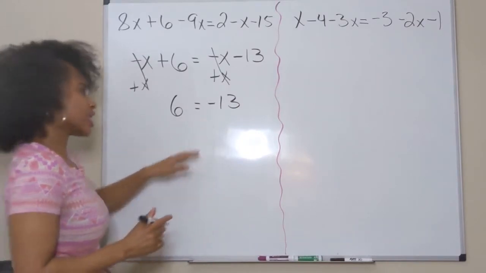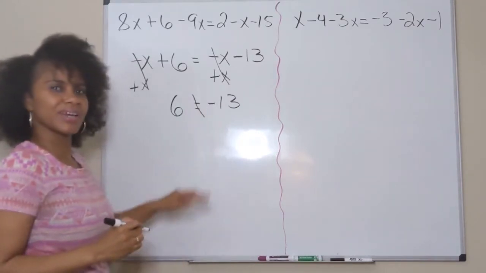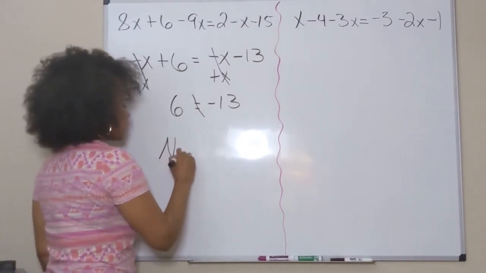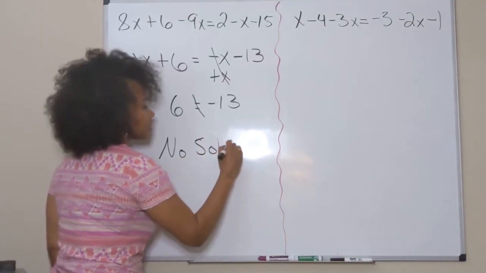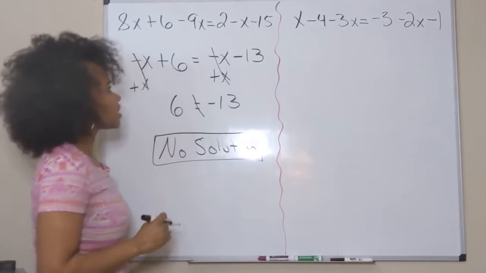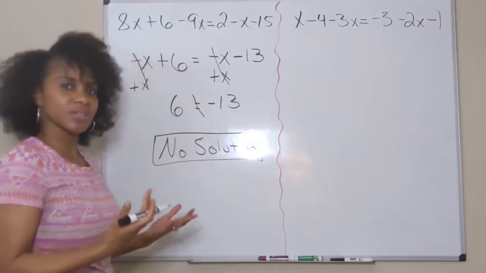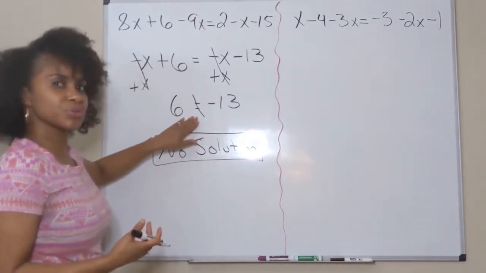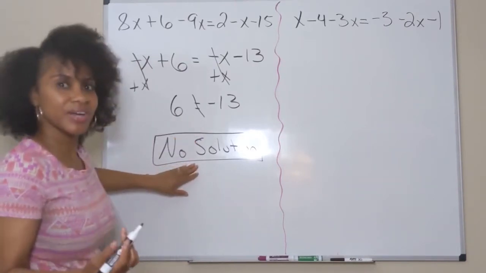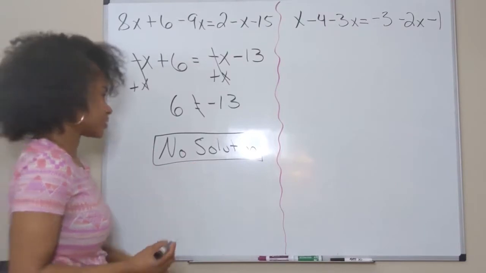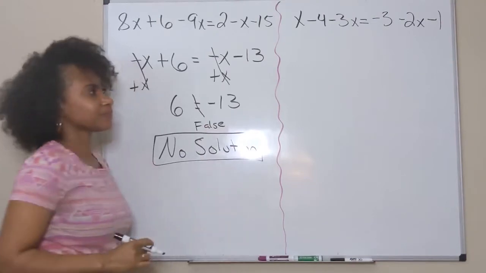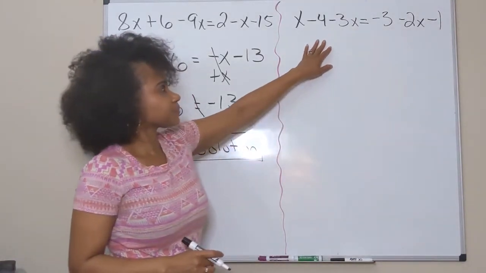This is not a true statement. 6 can never equal negative 13. So my solution to this equation is that there is no solution. So when you're solving your multi-step equations, if your variables cancel out and you're left with an untrue statement or a false statement, then your answer is there is no answer. Your answer is that there is no solution because this is a false statement. Okay? Now let's look at this one here.